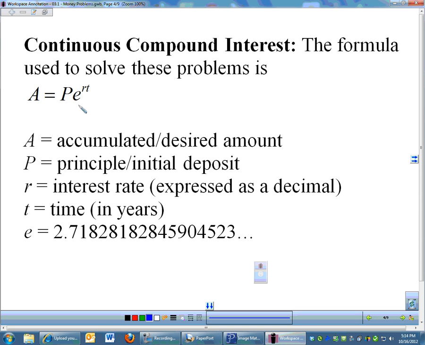Continuous interest is with this formula. P and A and R and T, they're all the same thing. It's your accumulated amount, your initial amount or the deposit, your interest rate, and time. E is not a variable. E is 2.71828182845904523, which you all should know to 17 decimal places. And we will simply use the E button in the calculator to work these problems. So please do not put anything in for E. It is a constant. It is not a variable.